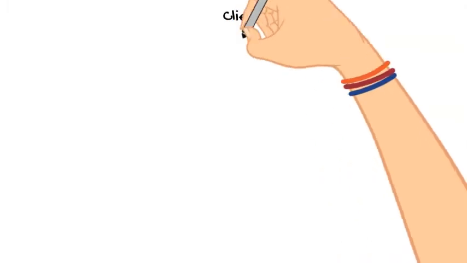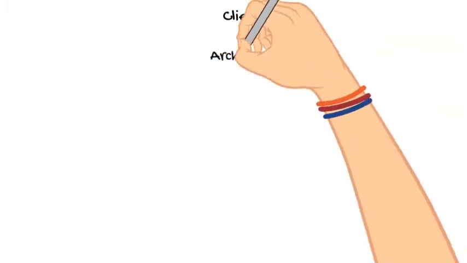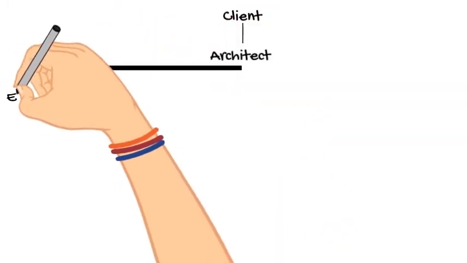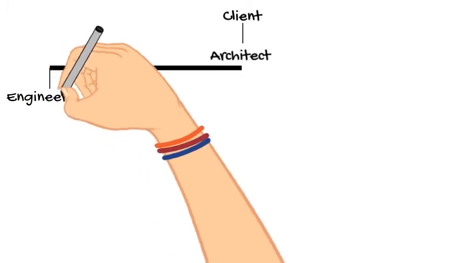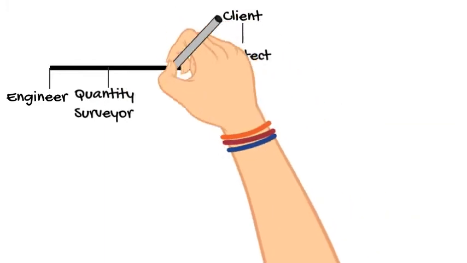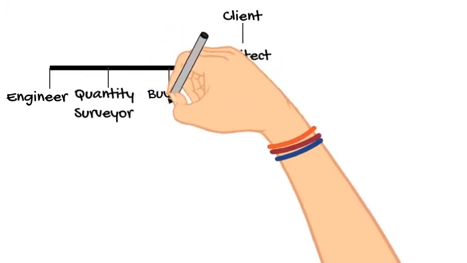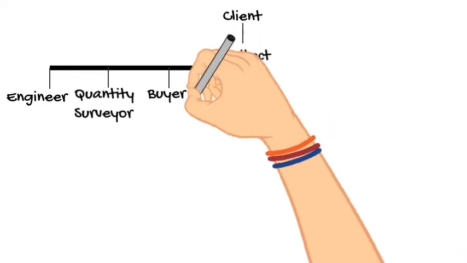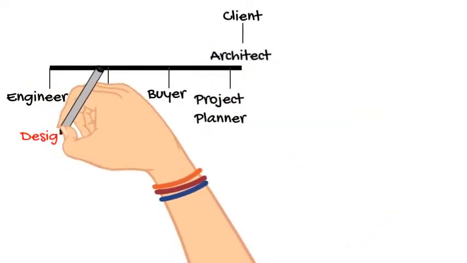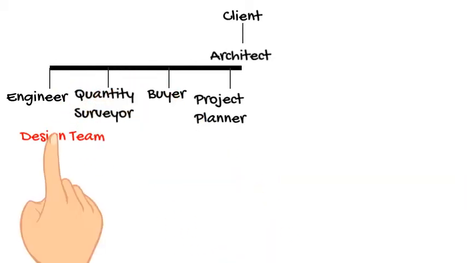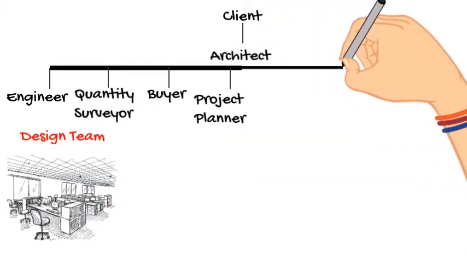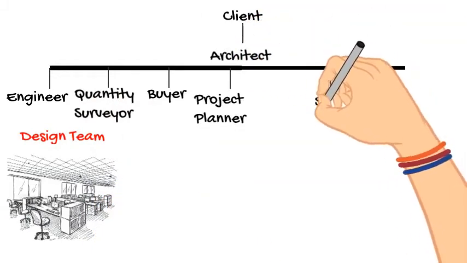Let's have a look at how we can lay a company out. Now, in all scenarios, the client's going to come at the top. In this scenario, we're going to look at an architect leading the company. Underneath the architectural team, we're going to have some engineers. We're going to need a quantity surveyor, a project buyer, and a project planner. Now notice we haven't got a project manager at this point, and all these people together are involved in project management. Now these people are the design team. They will normally sit together in an office so they can easily communicate with each other.